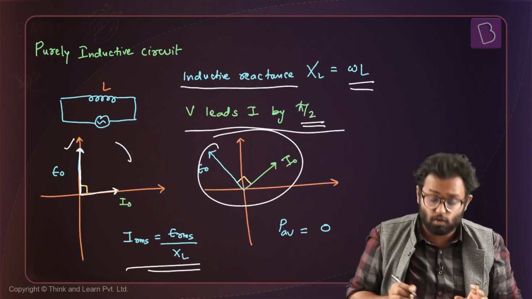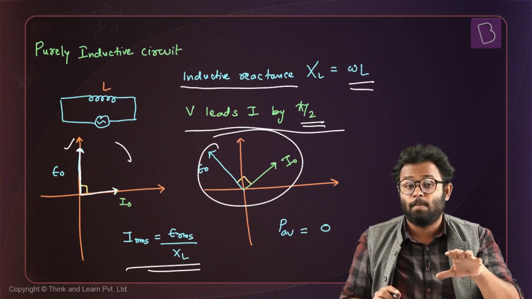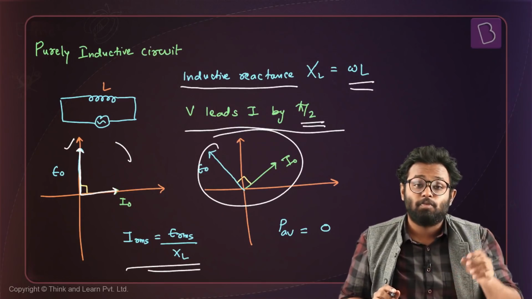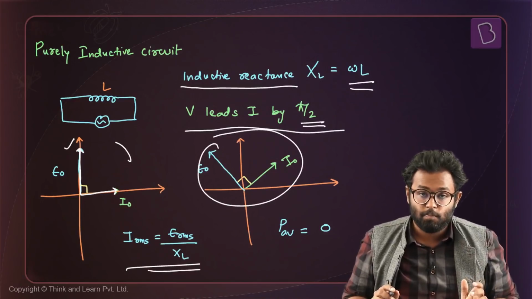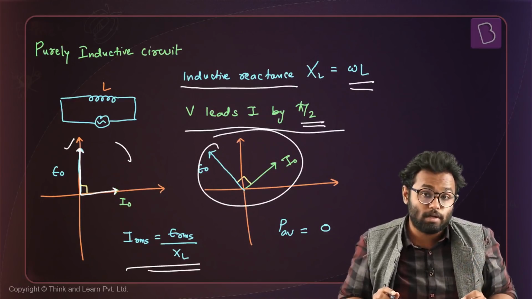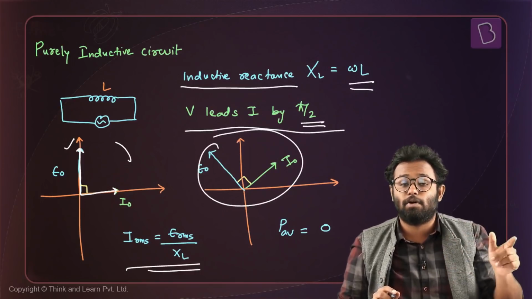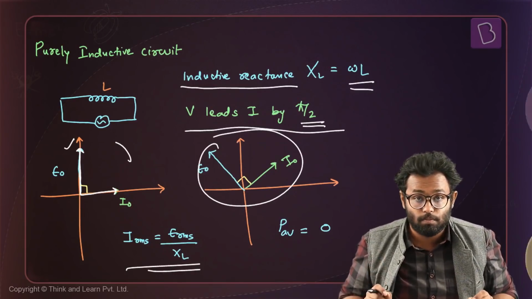Now in this case, if you want to find the IRMS, the root mean square current, then that will be equal to the ERMS divided by XL. And the average power delivered to the circuit in a full cycle, in this particular case, is equal to 0.